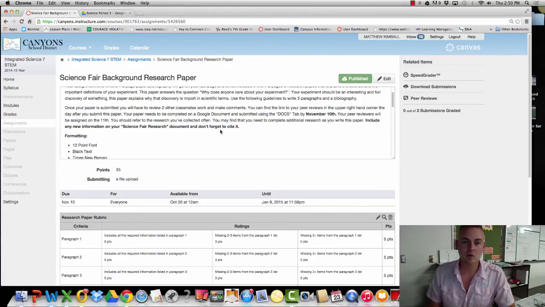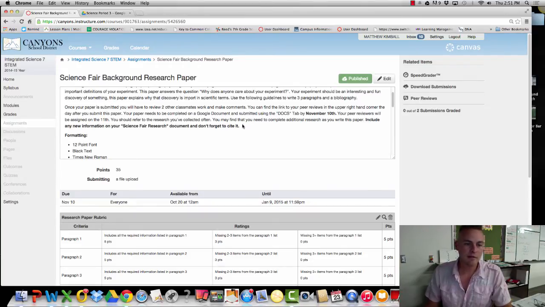So let's say I have 5 sources right now. Okay, I've hit my requirement, but what if I'm going through and I'm trying to write my paper and I don't quite have that information? Maybe I don't have a good story about the history of my experiment. Well, go do a little bit more research, find another source, copy and paste it into your science fair research, and then cite it. And now you have 6 sources. 6 sources is more than 5. That's at least 5 sources, so you're still good. That means you have a better paper because you have more sources.